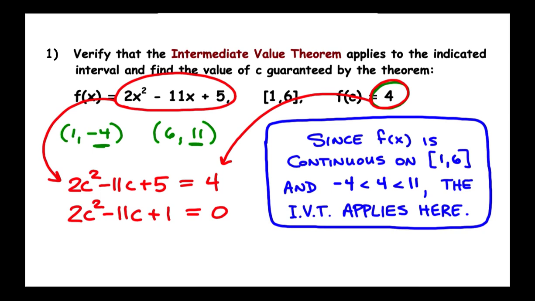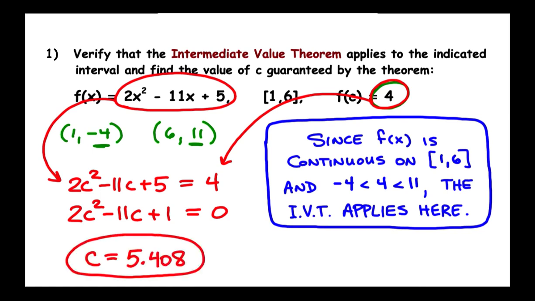5.408. I'm just going to round out to 3 places this time because the directions didn't say 4. So 3 is standard. So 5.4075, I'll go 408. And the other one is C is 0.092, but I quickly realized 0.092 is not between 1 and 6 as it needs to be. So I'm not going to write that one. And there we have it.